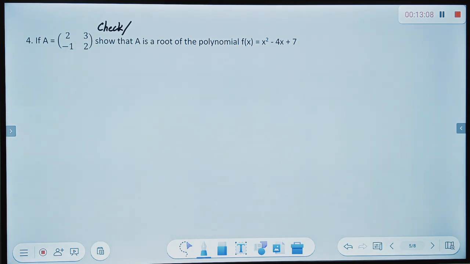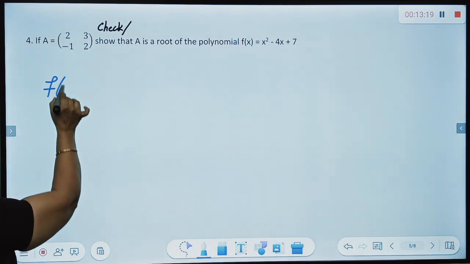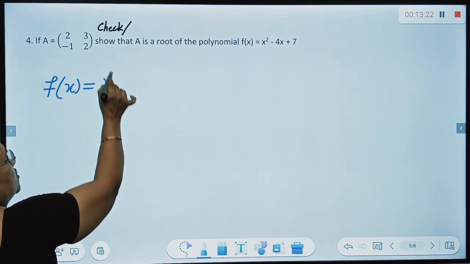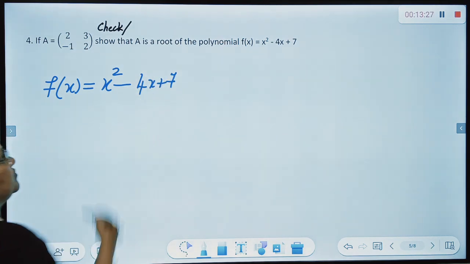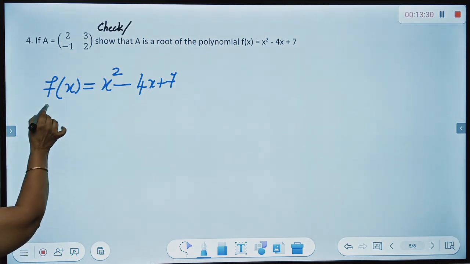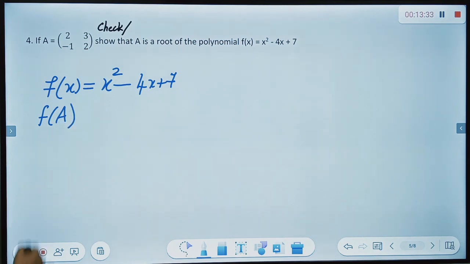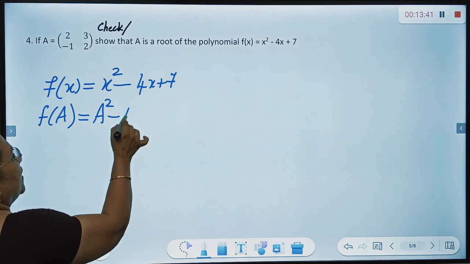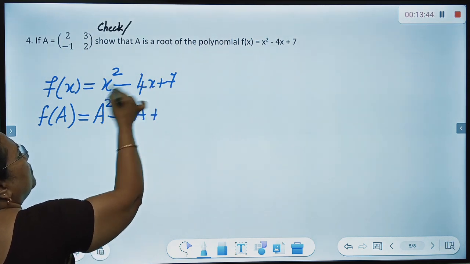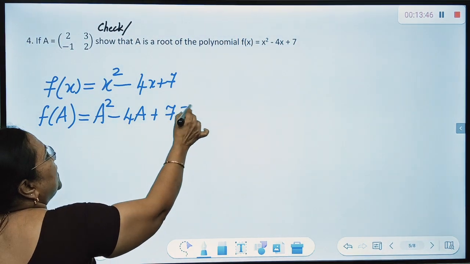If A equal to 2, 3, minus 1, 2, you have to check that A is a root of the polynomial. So what is the polynomial? f of x is equal to x square minus 4x plus 7. f of A. If A is a root of the polynomial, it should satisfy the polynomial. f of A is A square minus 4A. How can you add a number with a matrix? What it actually means is 7I.